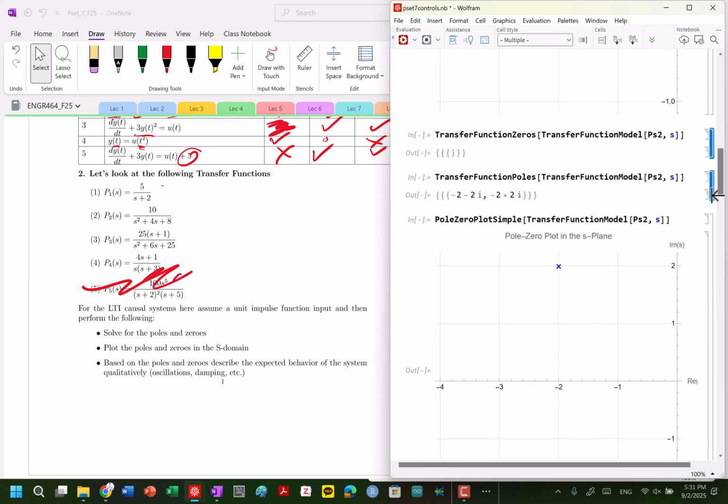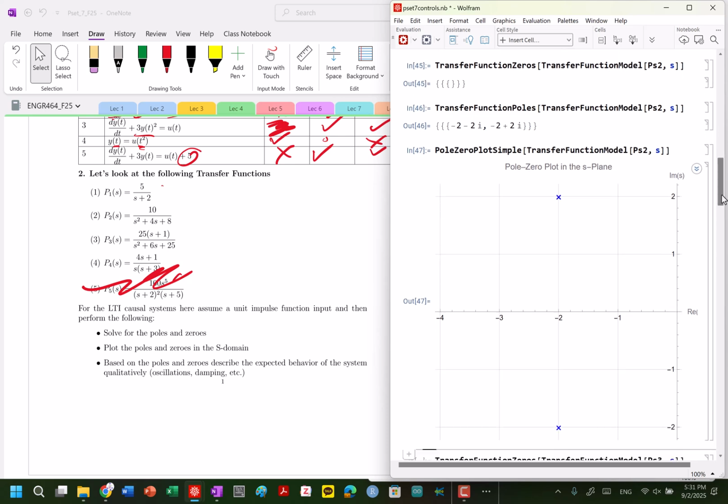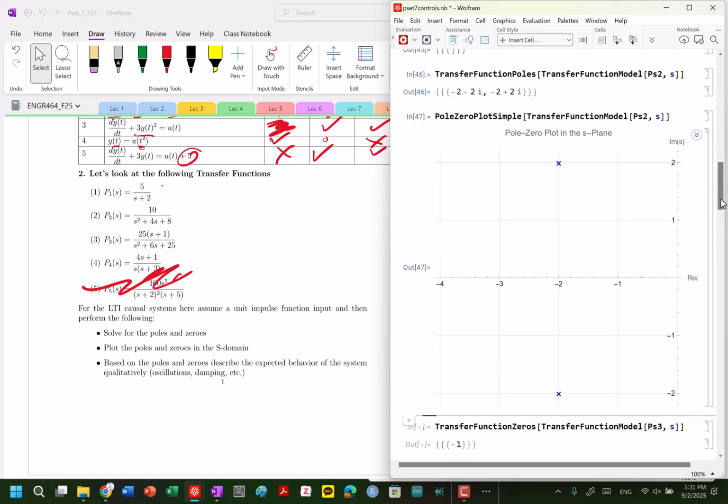If we look at PS2, now we actually have 2 poles that have both a real and an imaginary component. So we're basically going to have an envelope that's going to exponentially decay because we are in that left-hand plane. And we're going to have some oscillations that are going to be governed by the magnitude of that imaginary component. So that's what the system's going to look like.